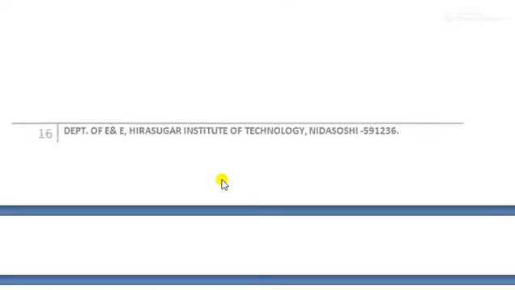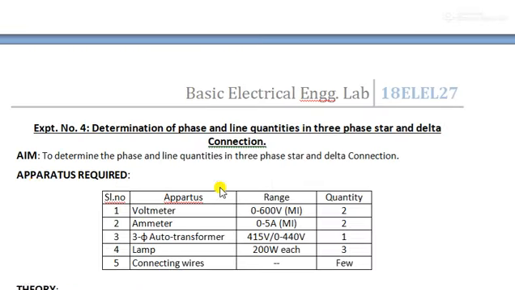Hello students, today we will see experiment number 4, that is determination of phase and line quantities in three-phase star and delta connection. The aim of the experiment is to determine the phase and line quantities in three-phase star and delta connection.